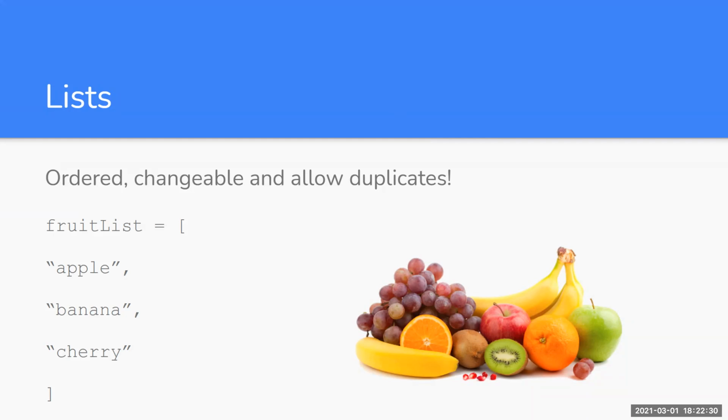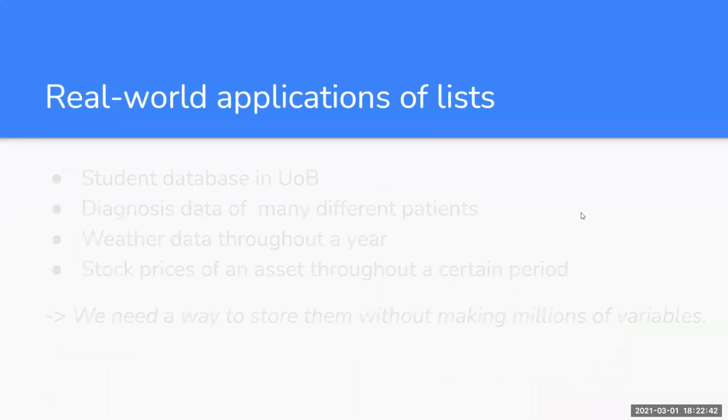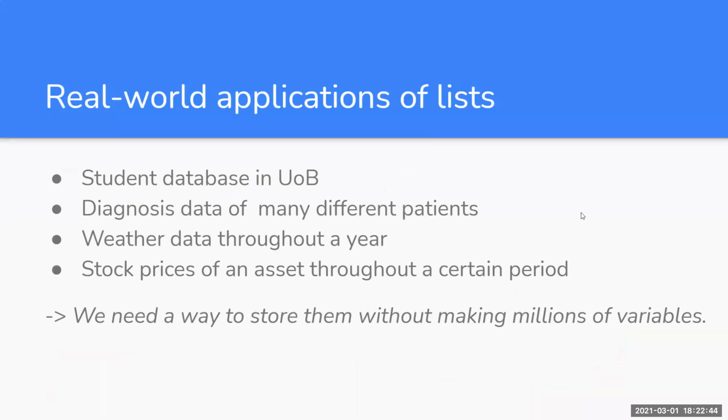So why would you want to learn lists anyway? There's loads of real world applications of why you'd want to use lists. So for example, on the next slide, maybe you want to have a list of all the students in UOB, or a diagnosis of many different patients, or weather throughout the year, stock prices over a certain period. But there's loads of applications why you'd want to use them.